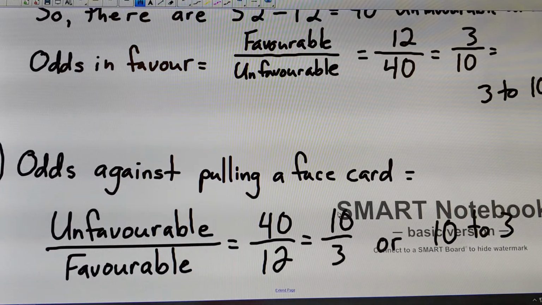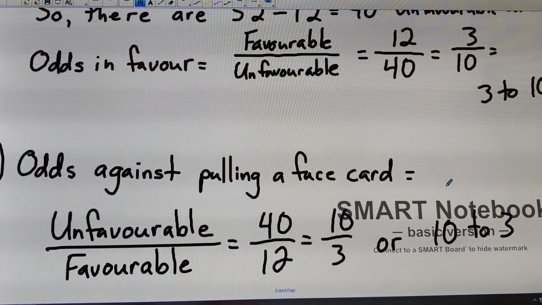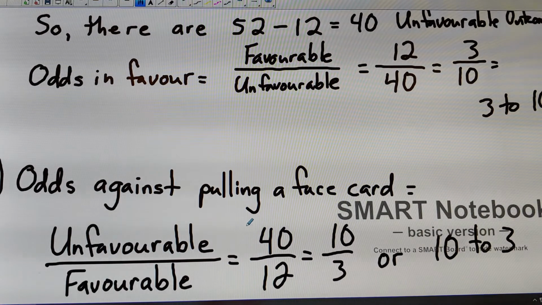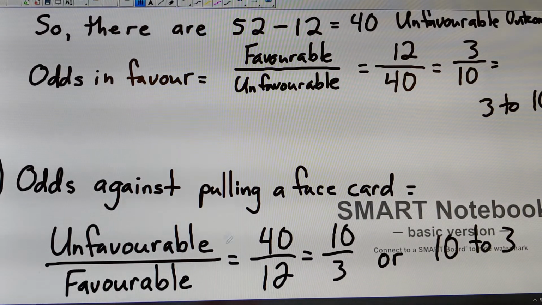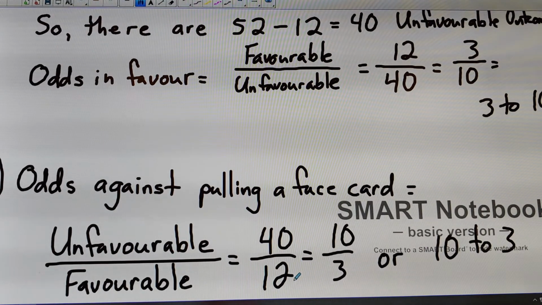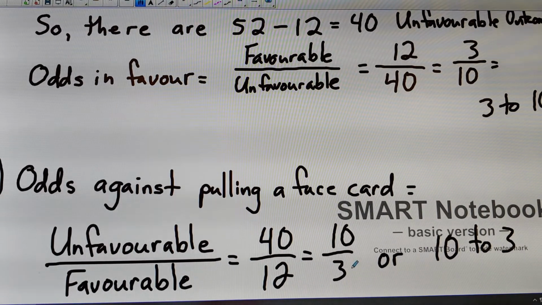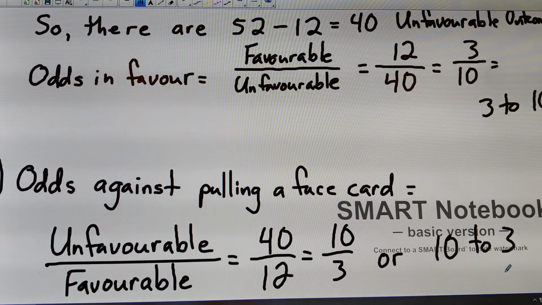For B, it said odds against pulling a face card. So now odds against, unfavorable over favorable. There's 40 unfavorable events, 12 favorable events. So it would be 10 over 3 or 10 to 3. Okay?